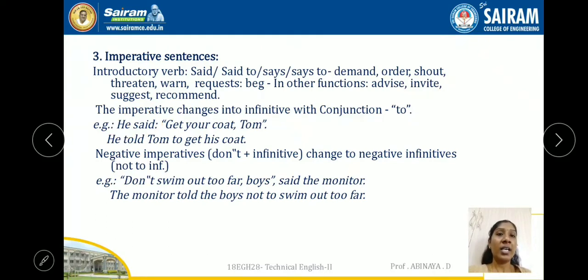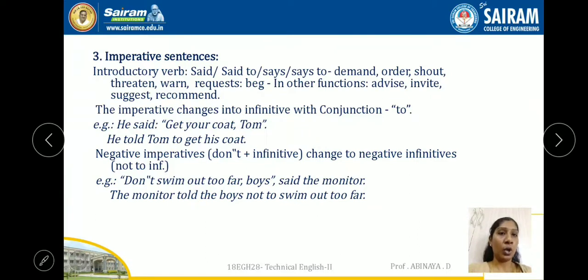So he told Tom to get his coat. "Get your coat, Tom" is a normal order statement. You can say "ordered" also, or you can go for a simple "told". Here you can add the verb and subject. So "he told"; Tom is mentioned here, so you can put Tom here. If it is not mentioned, you just go directly with "he told to get his coat" only. Here Tom is mentioned, so you are mentioning Tom here.